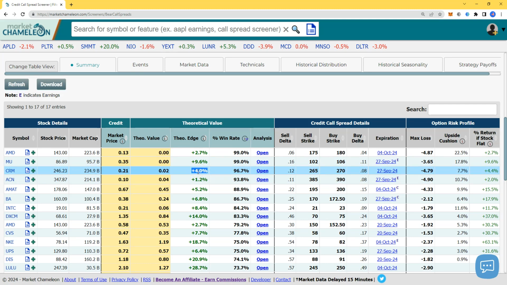If we go on a little more, CRM 246, let's see what we got here. It tells you to sell the 265 and buy the 270 for September 27. There's no earnings, there's no dividend. You see, there's nothing here, which is insane. 4% edge, but look at this. You collect $21 compared to $2. You're collecting 21 compared to $2, which is unbelievable.